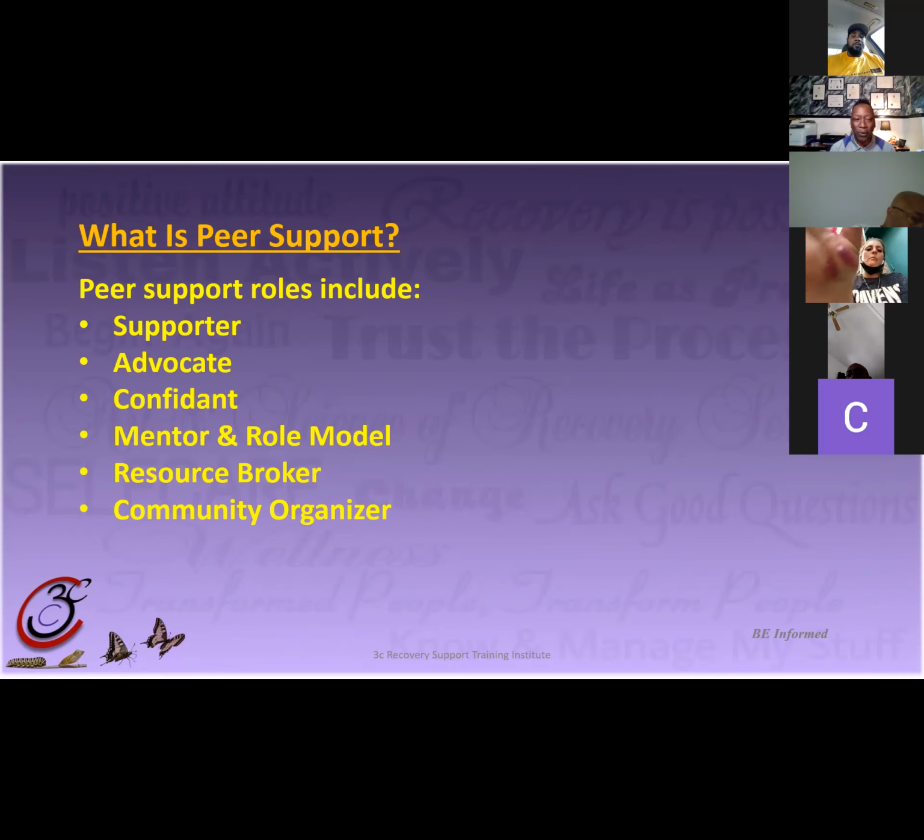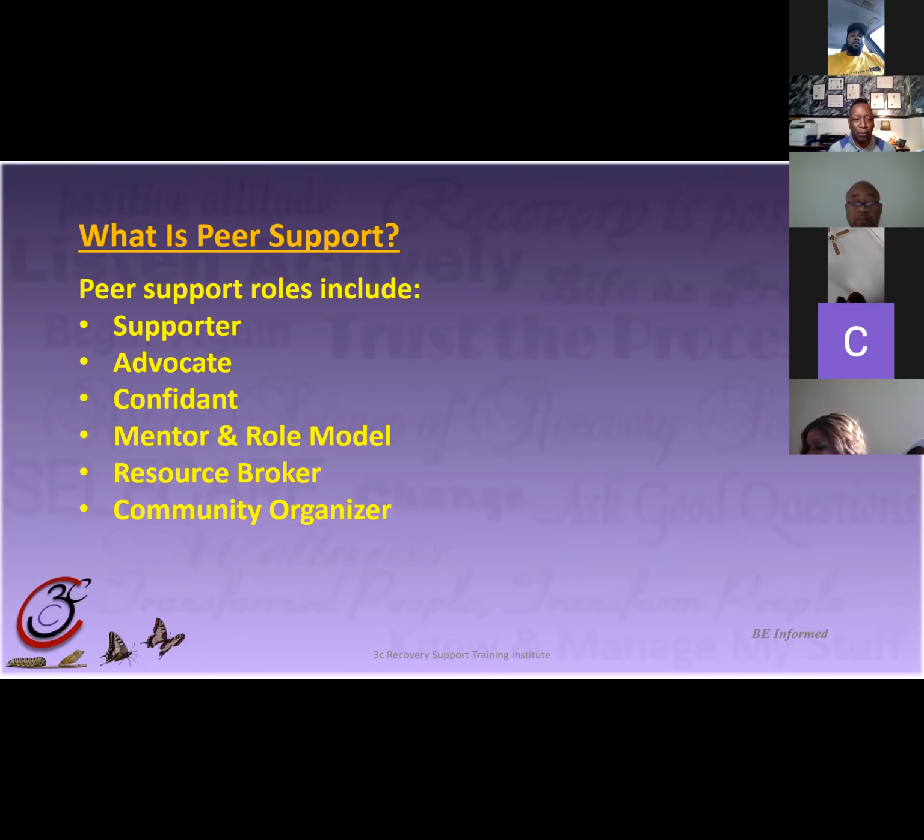So as a supporter, as an advocate, we need to have particular skills in order to support somebody who may be having a mental health crisis. How do you support someone who is dealing with their stages of change? So it's really applying some very specific skills and knowledge to doing the work of a peer support specialist.